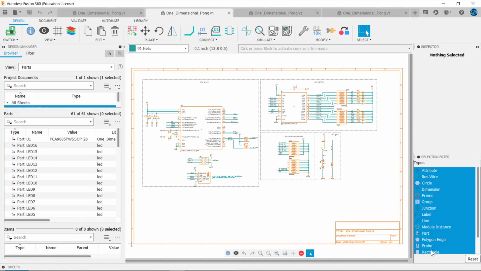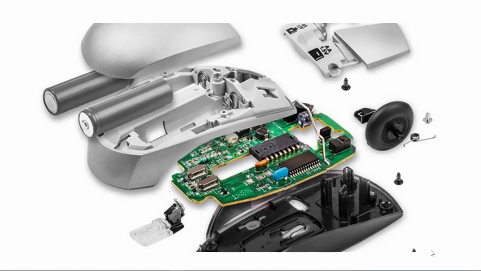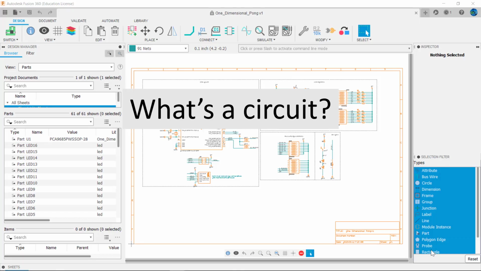Fusion can be used to create circuits, and these circuits can be used to create printed circuit boards, or what are called PCBs for short. And PCBs can be converted to 3D models and used within Fusion to see how they fit into a product's enclosure. But have you ever wondered, what is a circuit? Well, welcome to What's a Circuit, the first in a video series of basic electronics using Fusion.